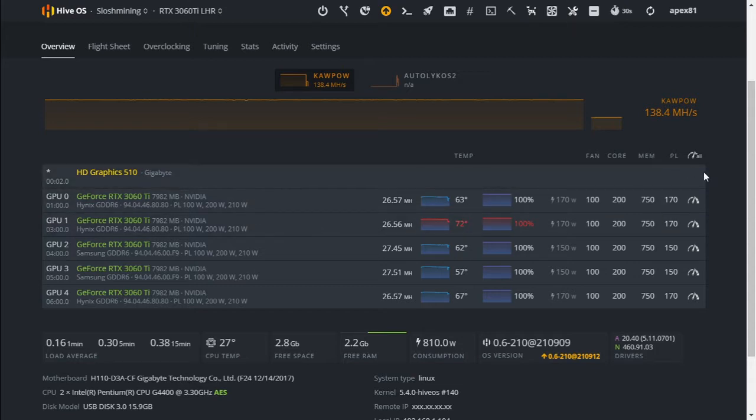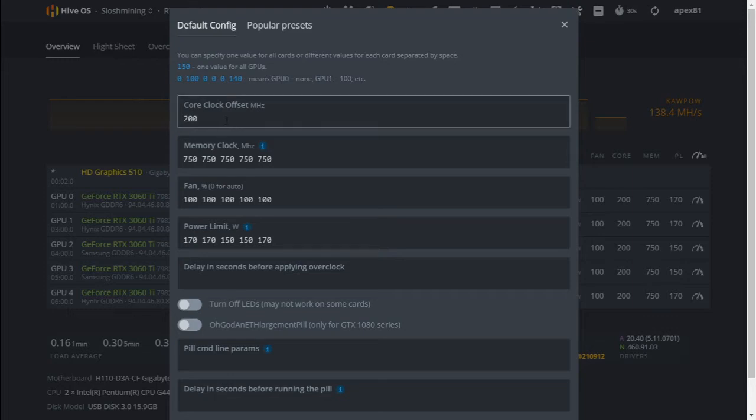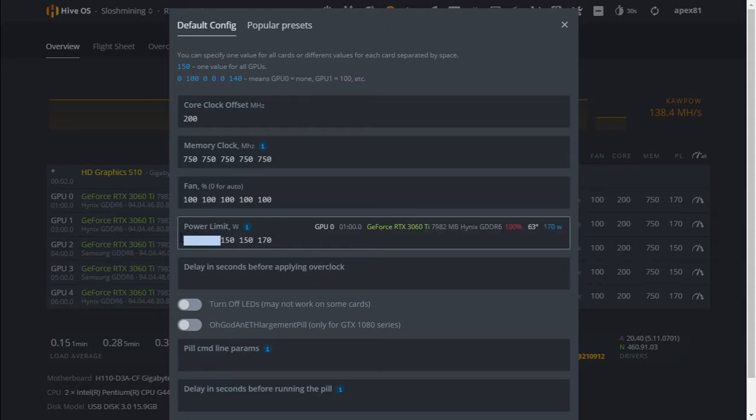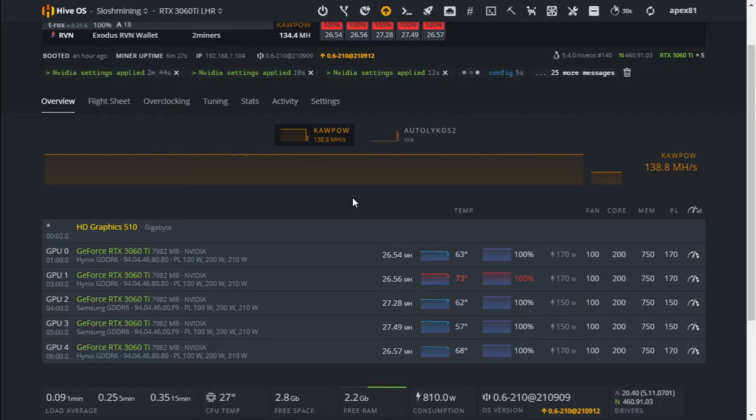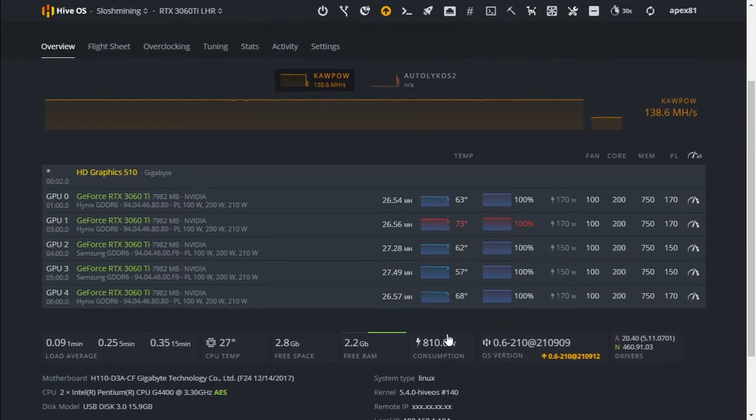Okay, we're using the same overclocks. So we're using 200 on the core, 750 on the memory, 100% on the fan. The first two Hynix cards, we're using 170 watts. And the last card was the other Hynix card, 170. And then the two 150s are the Samsung cards. Now, if we look at the power consumption, we're using about 810 watts. We ended up on 800 watts on our Windows server. It is using about 10 watts more.